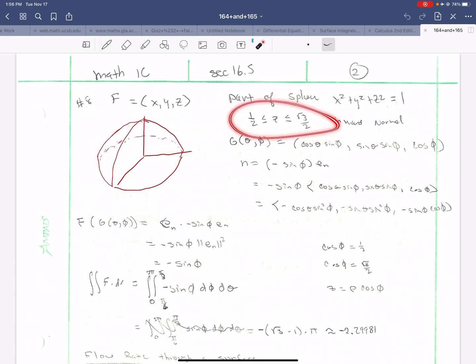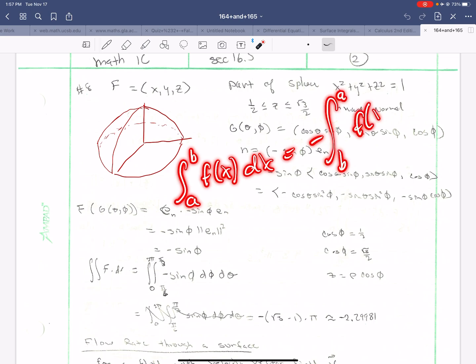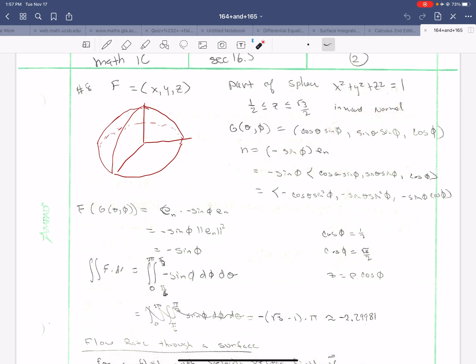Since I know z is those two values, and I know z is cosine phi, I can say, if cosine phi is a half, well, when is cosine a half? Cosine's a half at 60 degrees, or pi over 3. And when is cosine root 3 over 2? Cosine is root 3 over 2 at pi over 6. In my notes, this originally was a 3 there and a 6 there. That's what pulls that negative. Remember, the integral a to b of f of x dx is negative the integral b to a of f of x dx. So if you switch the limits of integration, you pop out a negative sign, and those two negatives cancel.